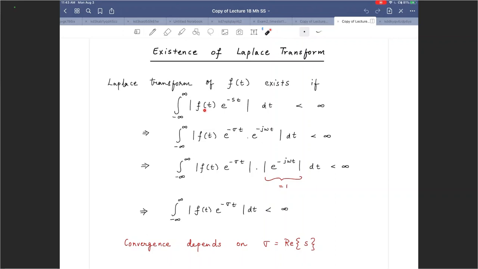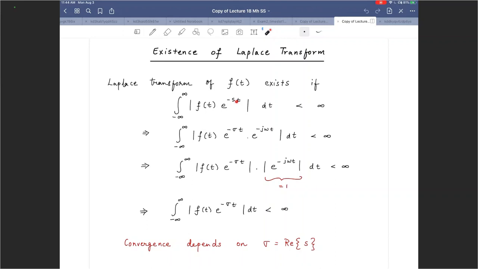Now we are considering that signal multiplied by e to the minus sigma t, borrowed factor e to the minus sigma t, and that is what needs to be absolutely integrable now. So it's the same strong condition of Fourier transform existence applied for the Laplace transform. As long as this function is less than infinity, I know that the Laplace transform is going to exist.